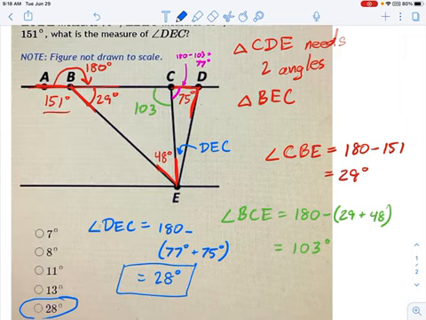Took a little while to get there, but the way you go through a problem like this is you just find angles that you can make statements about. The first one I used was this straight line right here that I knew had to be 180 degrees. So that told me 29 degrees. Then I used 29 degrees and 48 degrees to figure out another angle right here. And then on we went through this daisy chain of statements about 180 degrees.